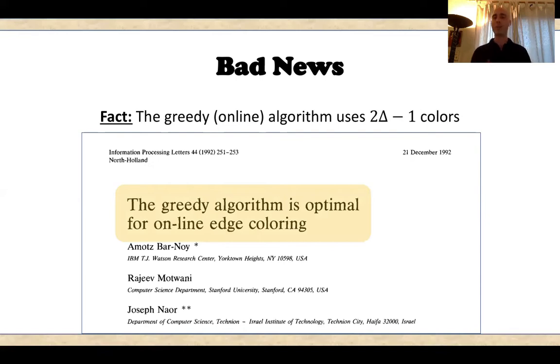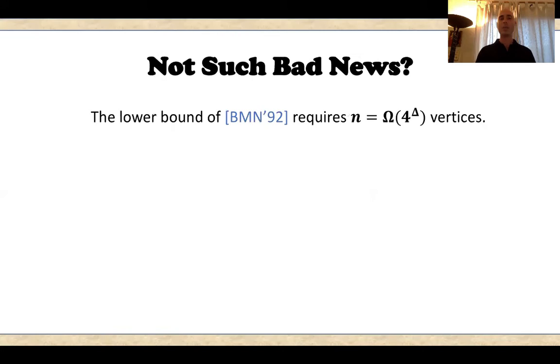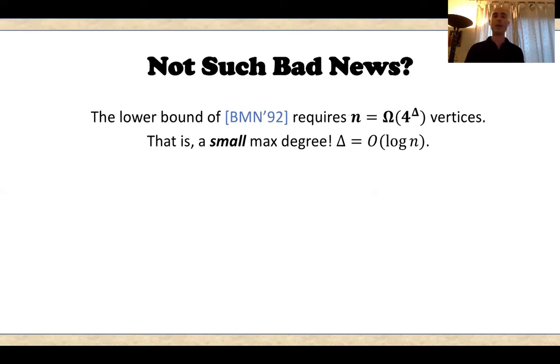So it seems like I don't really need 20 odd minutes more of your time, but bear with me. And I'll argue that this is not really such bad news. And in particular, if you inspect the lower bound of Bar-Noy et al., you'll notice that the number of nodes that it requires is exponential in the maximum degree. Taking out logs and flipping things around, we find that this lower bound only works for bounded degree, or at most logarithmic degree graphs.